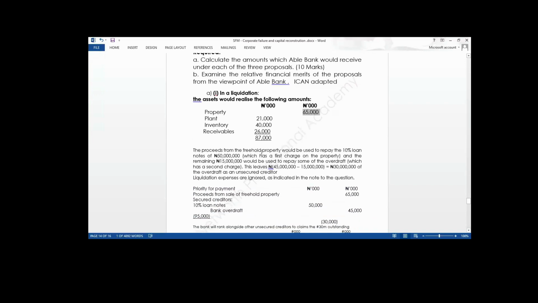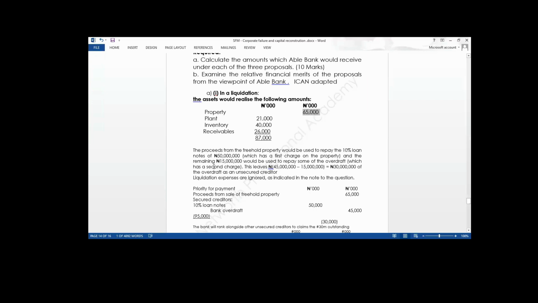The proceeds from the freehold property will be used to repay the 10% loan notes. Why? This freehold property has been used as collateral security for the loan notes and bank overdraft. However, examiner says for loan notes we have the first charge, for bank overdraft we have the second charge.